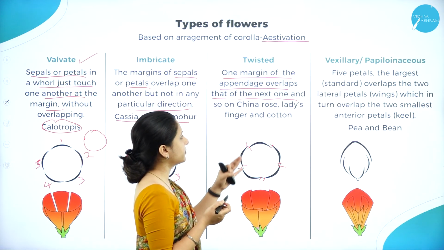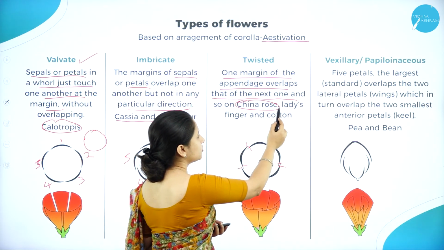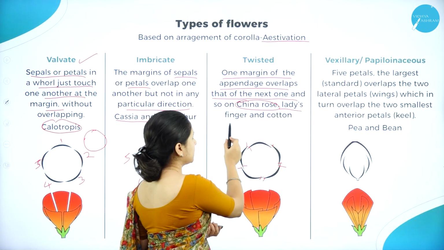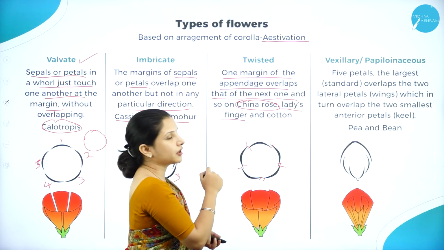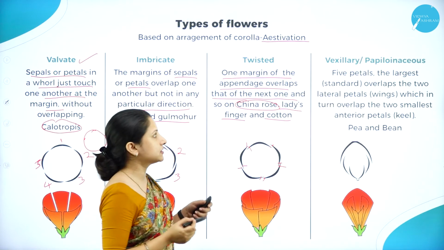So the best example is hibiscus. So hibiscus flower, that is China rose, then the flower of the vegetable plant, that is lady's finger, and also cotton flower. So these are examples for twisted estivation.